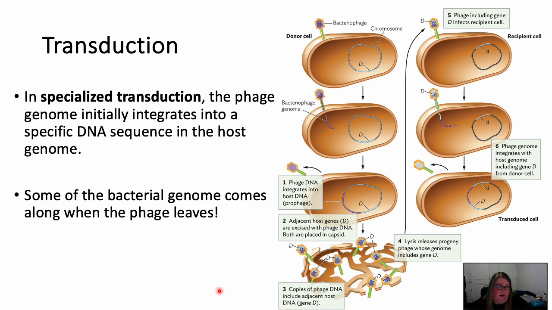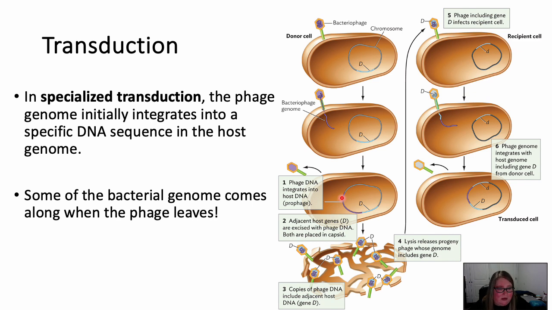So let's talk about the other type of transduction, specialized transduction. This differs in the fact that in the previous one, the phage DNA itself stays separate from the host DNA. In specialized transduction, we're going to have our bacteriophage attach itself to the donor cell. It's going to inject its genome, but now instead of being directly used for transcription and translation, this genome is going to insert itself into the host genome, where it's going to sit until they need to make new viruses.